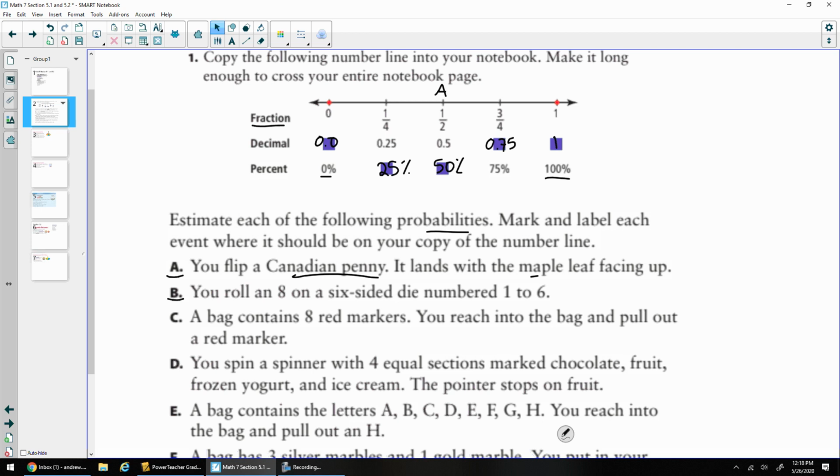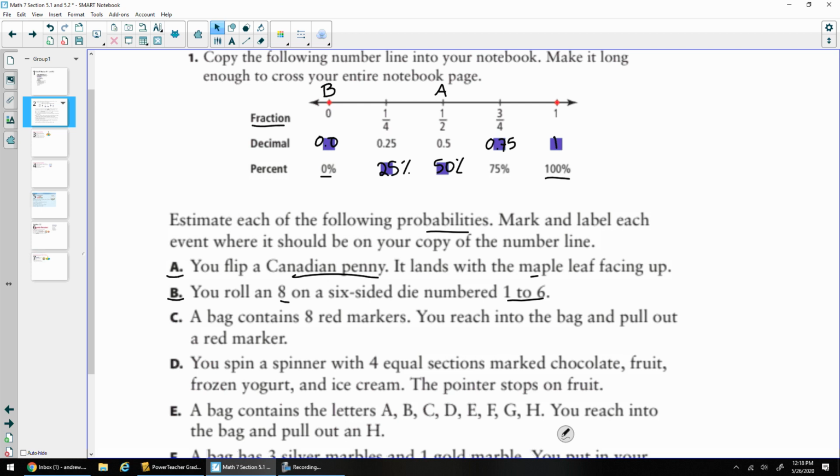Okay, what about B? You roll an 8 on a 6-sided die numbered 1 to 6. The favorable event that we're looking for is rolling an 8 on a die that only has numbers 1 through 6. Well, there are 0 favorable outcomes on that die. You cannot do that. And there are 6 possible outcomes, so that's 0 out of 6. That would be 0%, so event B would be here.